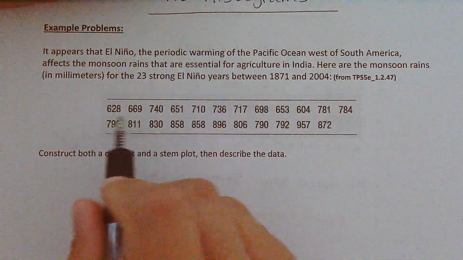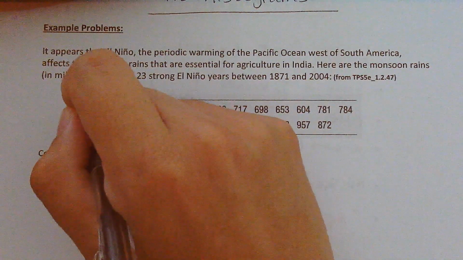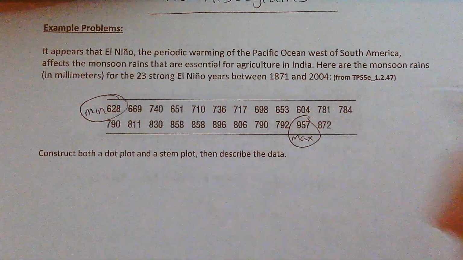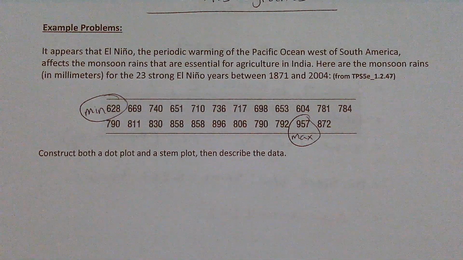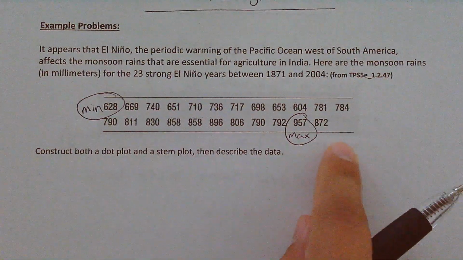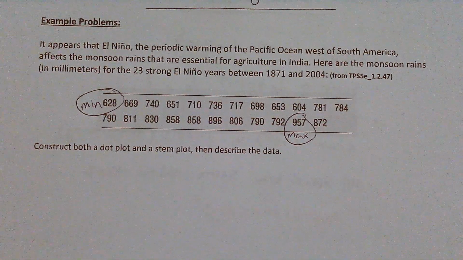So I'm looking at these intervals, and 628 looks like my smallest, or my minimum, and 957 looks like my largest, or my maximum. So that's definitely going to play a role in the intervals that I create. Like I said, you won't always have the data. Here we do, so we can actually compute it, but we're going to practice as if we did not.